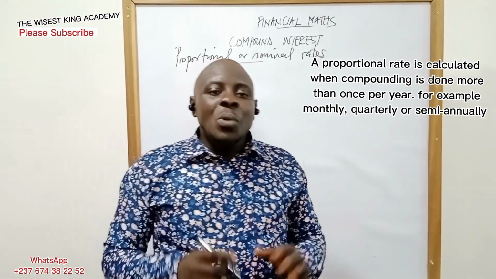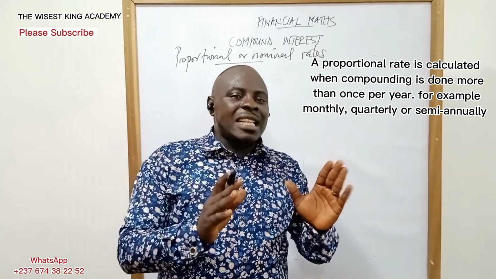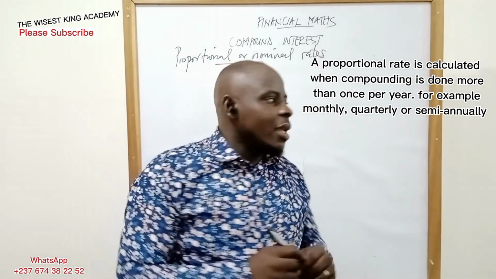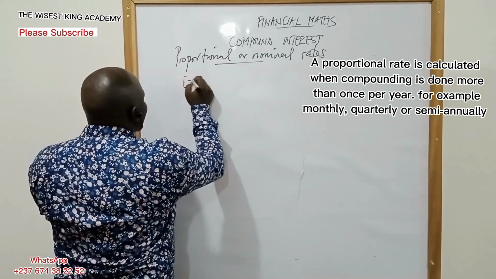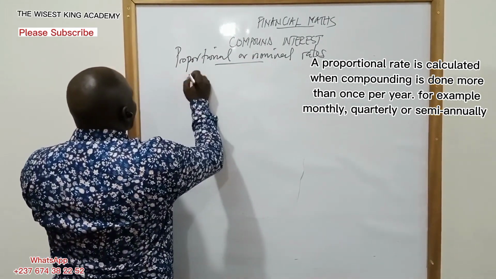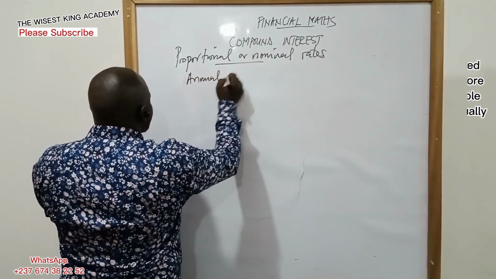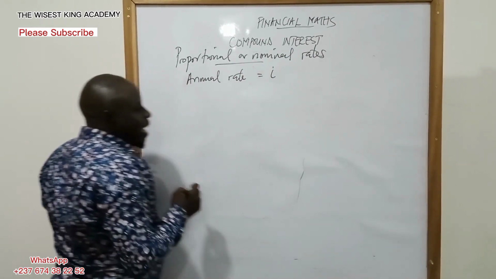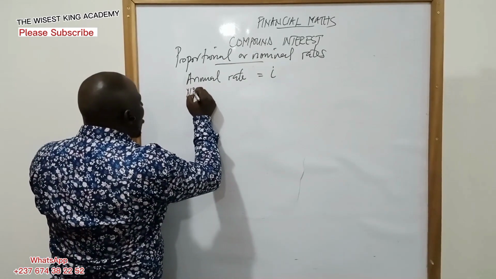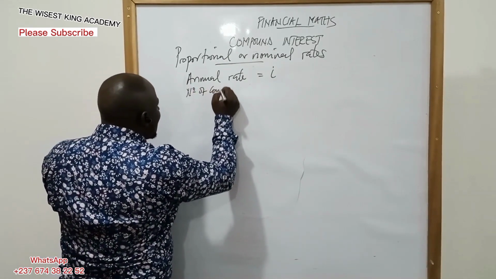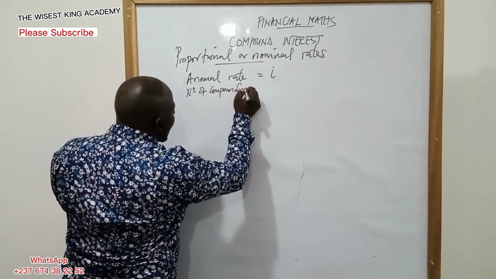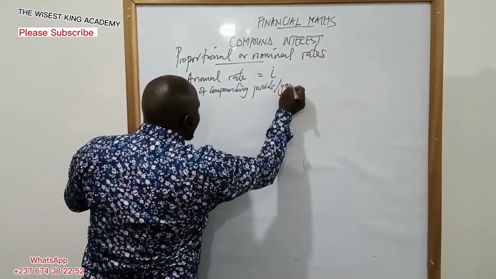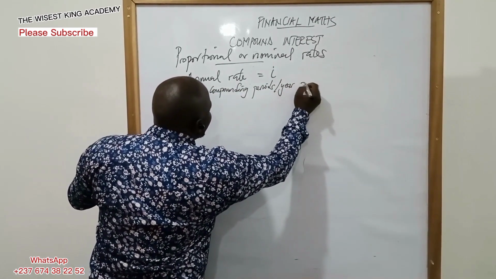Now, with that, we can calculate the rates that are proportional for this period from the annual rate. Now, given an annual compound interest rate I, and a number of compounding periods per year, we call it small c.